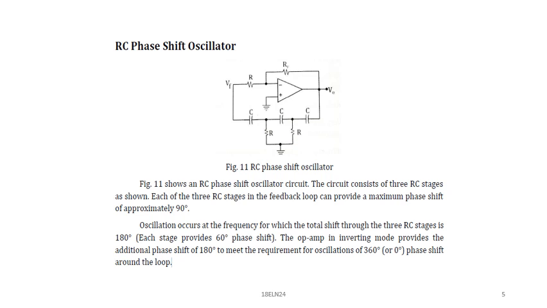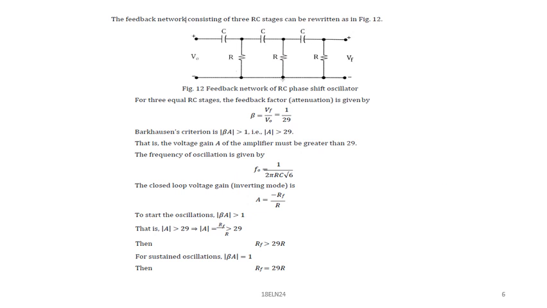Now we'll check how this feedback network provides a 180 degree phase shift. Then what is the equation for the frequency of oscillation? Then we'll find what is the condition for oscillations. We'll discuss that. And here the feedback network consisting of 3 RC stages can be redrawn as 3 RC stages connected, CR, CR and CR. And for this feedback network, the input is V0 and the output is VF.